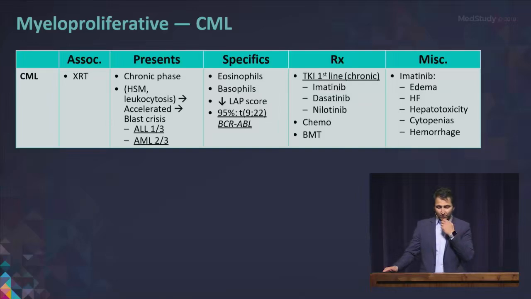So what are the take-home points here? We've kind of covered all of this: the 9;22 translocation, the tyrosine kinase inhibitors are first-line treatment. And so this will be typically a middle-aged or older person, again, with a high white count and a little bit of everything on their differential, and maybe a few blasts, but not too many.